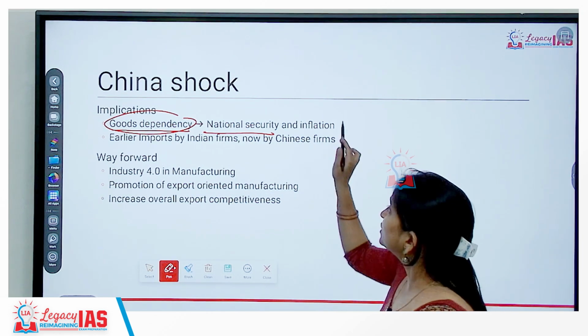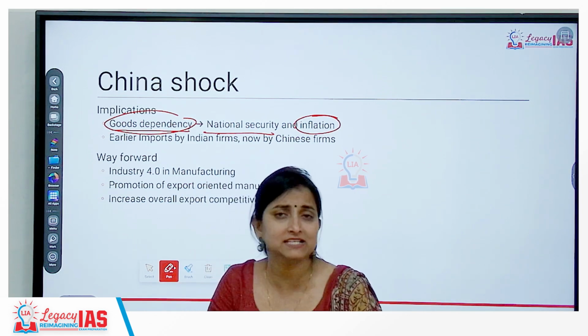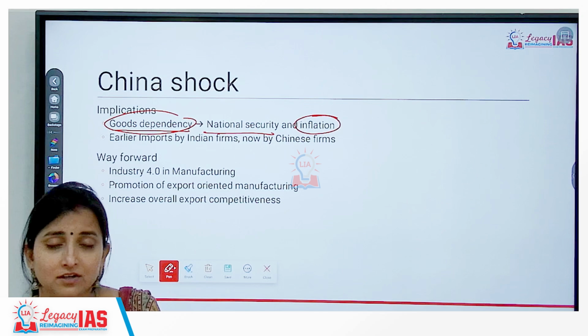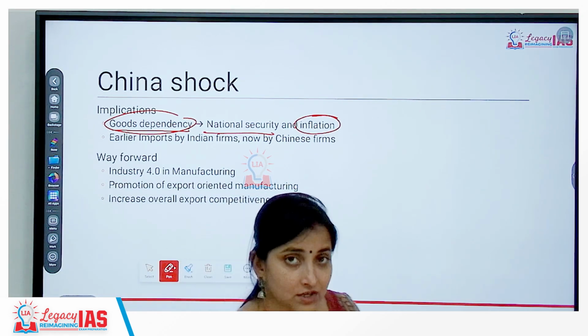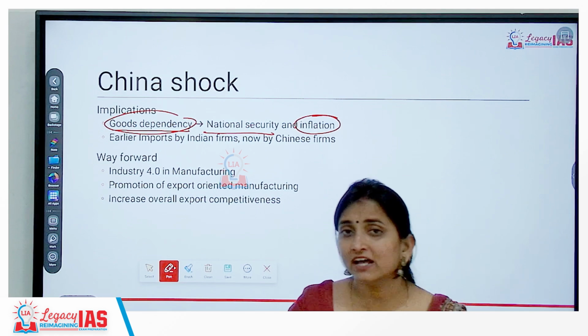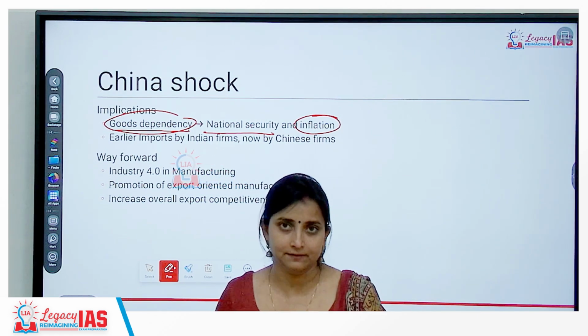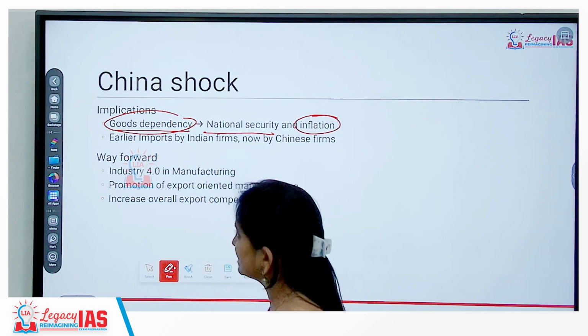Plus it also leads to inflation, because these are those goods which are not replaceable. ठीक है? These are those goods which are the demand of the public. We need electronics, we need electrical components, and we do not have a replacement. If China doesn't supply, we are not having supply from any other line. ठीक है? So this has created problems that have led to inflation.